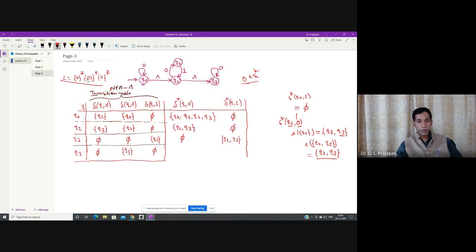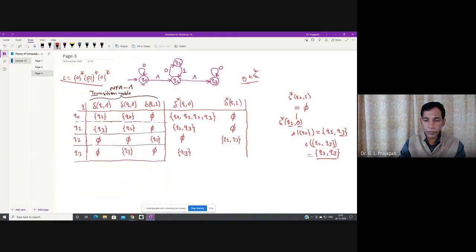Now you are at Q3 and input string is 0. When you are at Q3, input string is 0. This means the null closure of Q3 remains Q3. From Q3 you are getting the 0, you remain in Q3. Null closure of Q3 is again Q3. So you are having the state Q3.